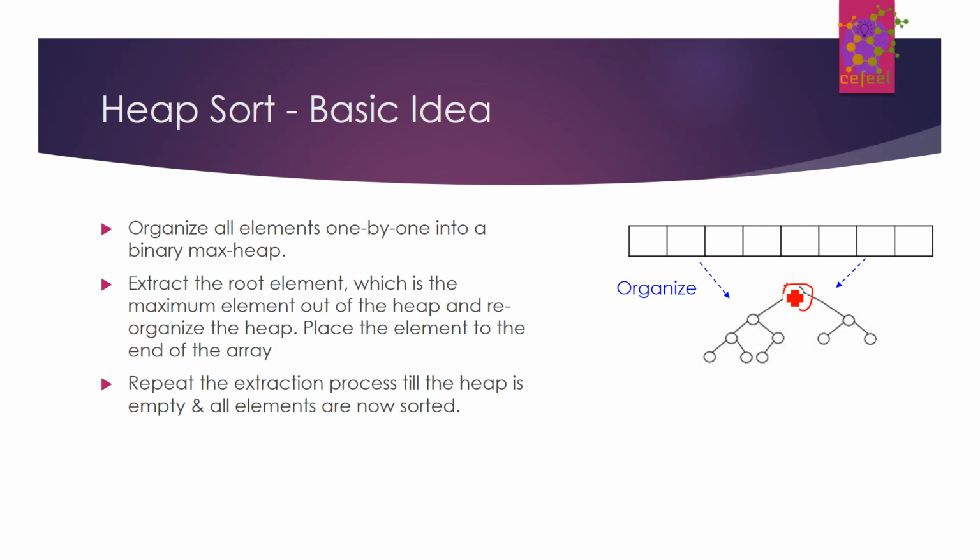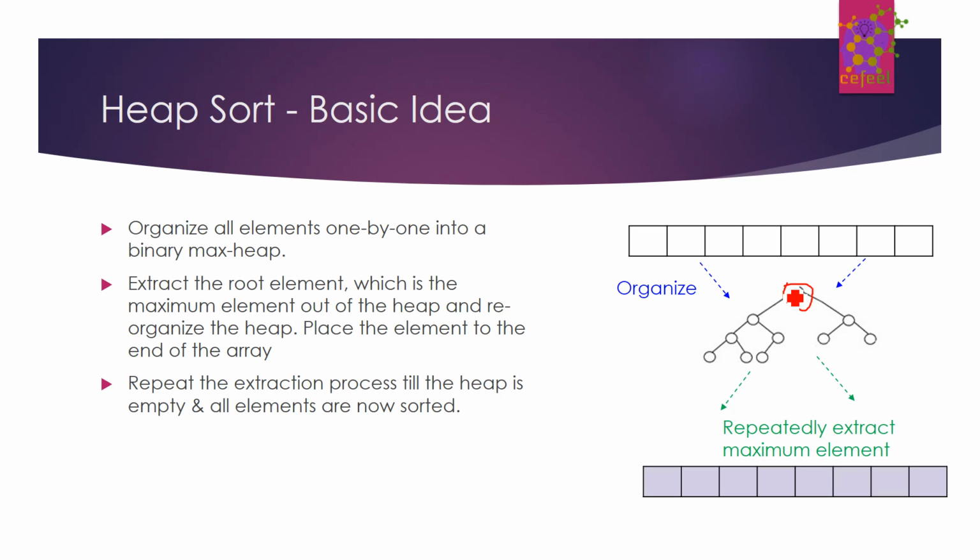And then we reorganize the data in the heap, which means the heap is reorganized, and there will be another element at the top. So we again extract that element and place it at the end of the array, and we keep doing that till our heap is empty. So we repeatedly extract the maximum element and put it in our array one by one. The first element will go to the end, the next element after reordering will go to the second last, and this is how we keep doing it till our heap becomes empty, and then we are done with the entire list.